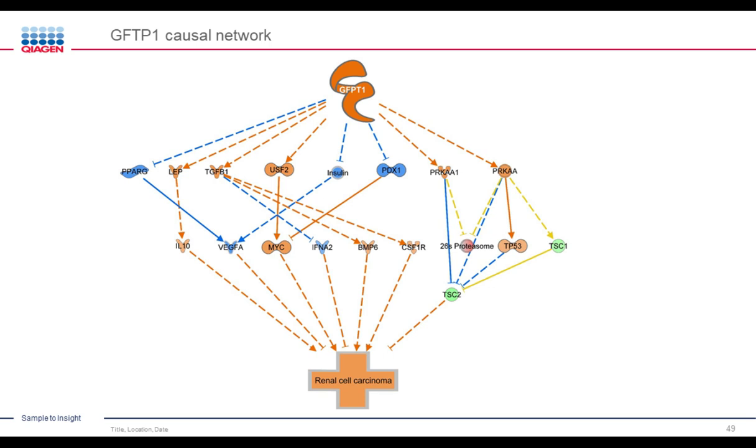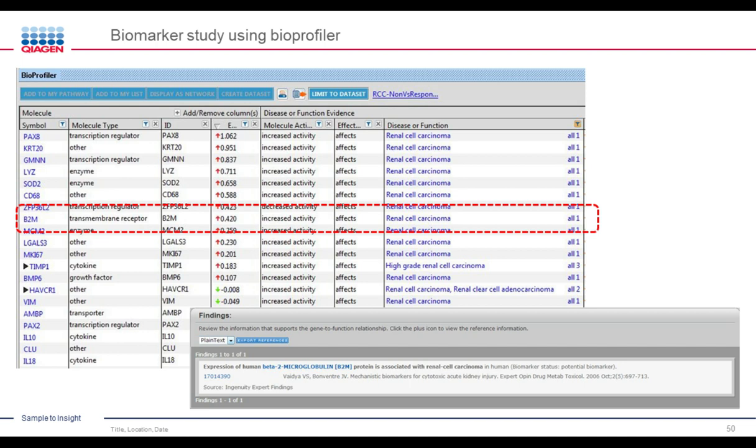So now, as a user, you can propose a hypothesis. And if you're interested in discovering targets, then GFPT1 can also serve as a potential target.